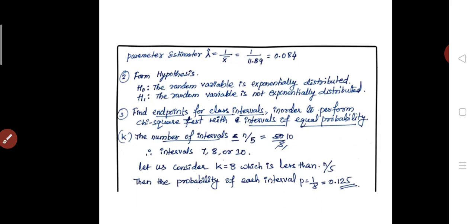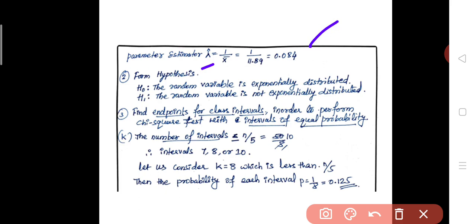After that we will find the parameter estimator, that is lambda cap equal to 1 divided by x bar. That is 1 divided by 11.89, which is equal to 0.084, the value of lambda cap. Once we have found the parameter estimator, the second step is to form a hypothesis. H naught is the null hypothesis: the random variable is exponentially distributed. H1 is: the random variable is not exponentially distributed.